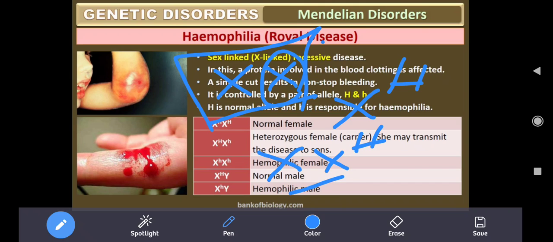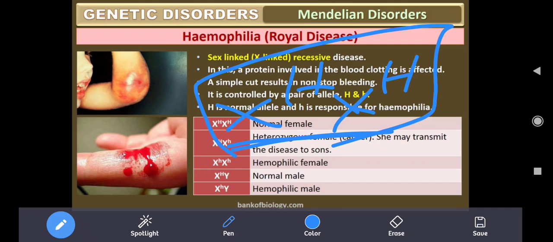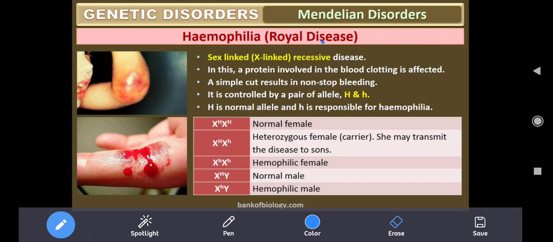XH. This female will be a carrier of this hemophilia disease. If the female consists of both chromosomes XH and XH, both will be recessive, and she is definitely affected by the disease hemophilia. If she has just X and X, she is a normal person because both the X are dominant.